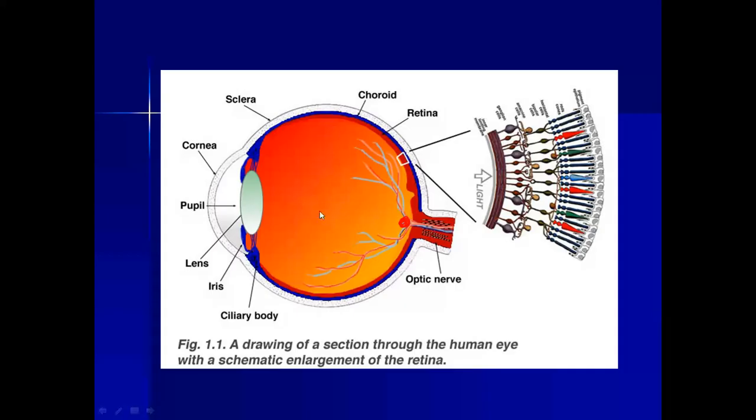As you can see, light enters through the pupil and passes through the lens, which, if your eyes are working correctly, should focus that light back onto the retina, which you can see here in red and continuous with the optic nerve.